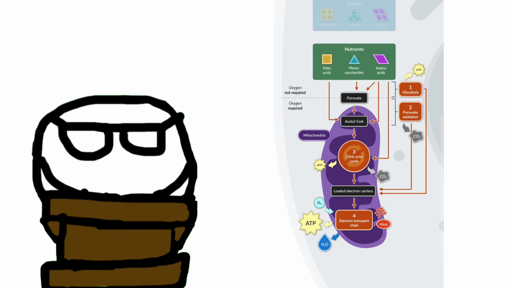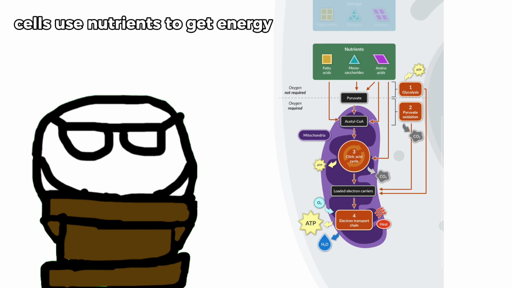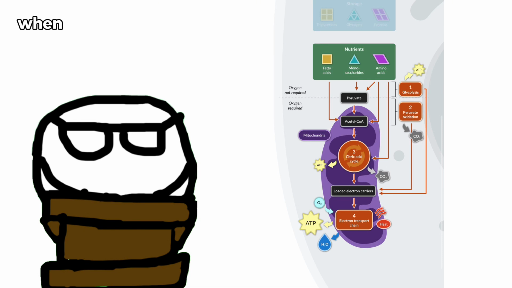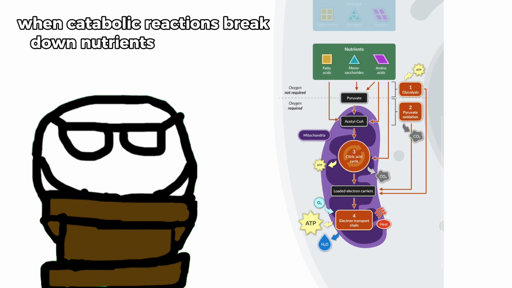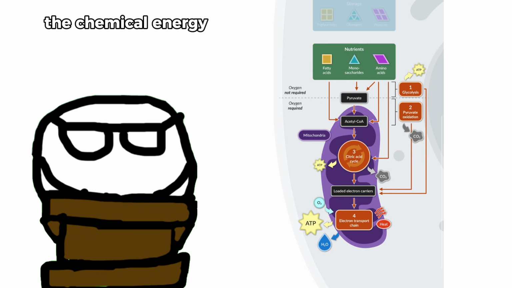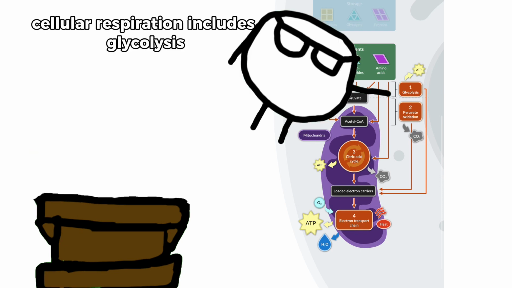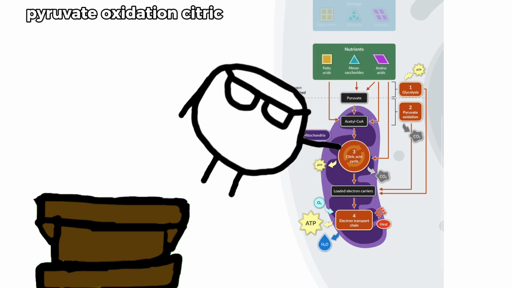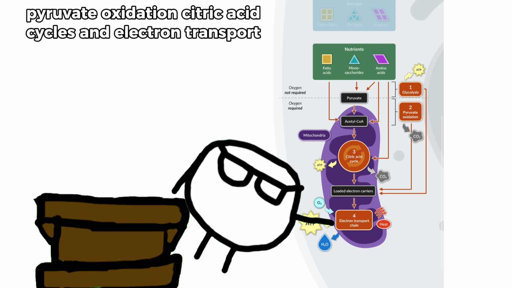Cells use nutrients to get energy through cellular respiration. When catabolic reactions break down nutrients even smaller, the chemical energy in the nutrients forms ATP. Cellular respiration includes glycolysis, pyruvate oxidation, the citric acid cycle, and the electron transport chain.